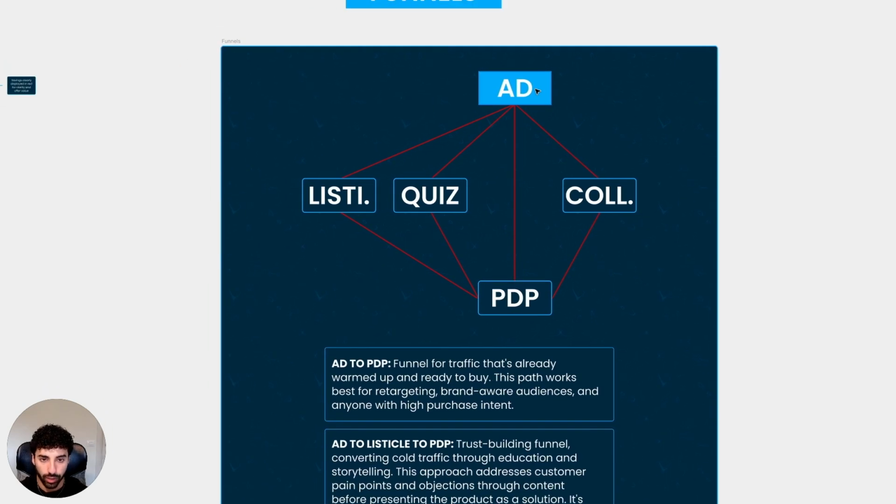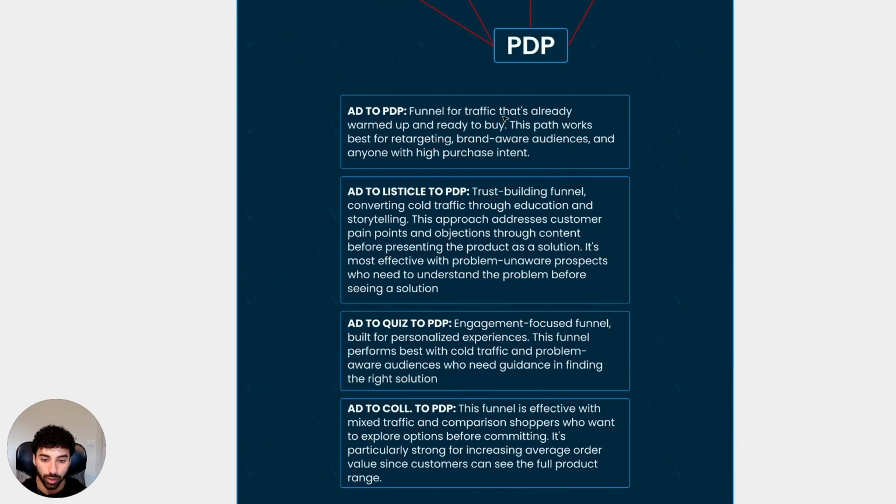So the creatives that are running right now, they're directing their traffic to these 4 pages mainly. The direct one from ad to PDP, very simple. A lot of brands do this. It's the bread and butter. But they're also running all of their traffic from ads to listicles and then to the PDP, to the quiz page, and then to the PDP, and then to the collection page, which through that obviously you go to the PDP. And all of these funnels have obviously different outcomes and different goals. The ad to PDP, it's funnel for traffic that's already warmed up, ready to buy. The spot works best obviously for targeting brand aware audience and anyone with high purchase intent.